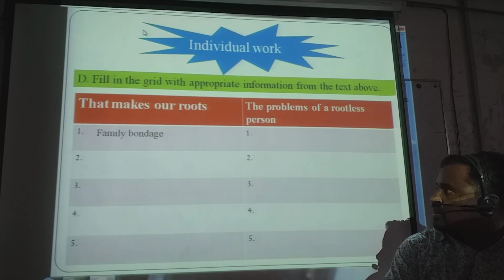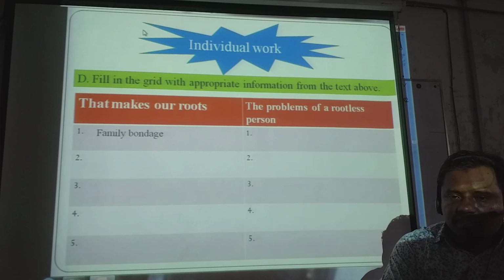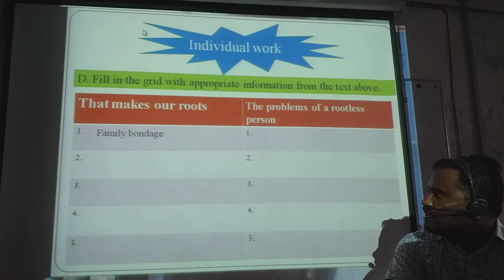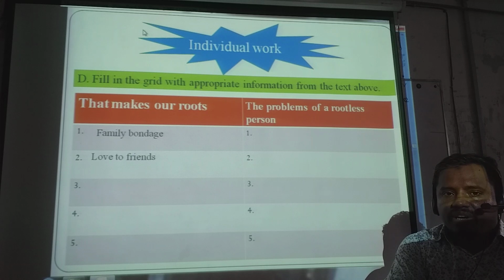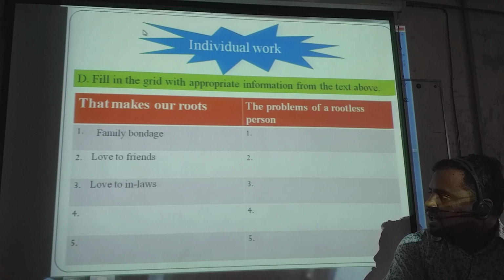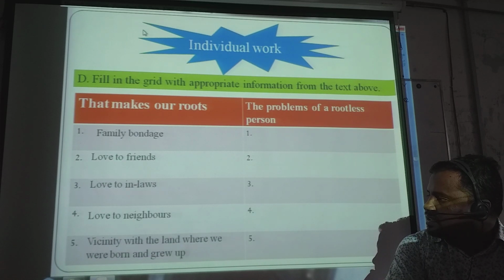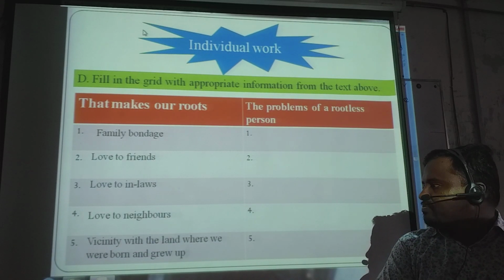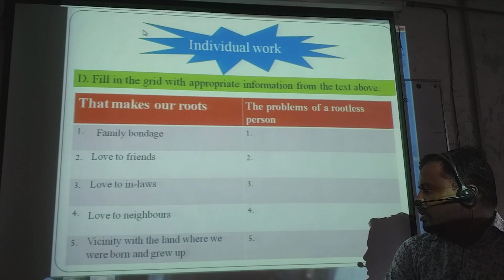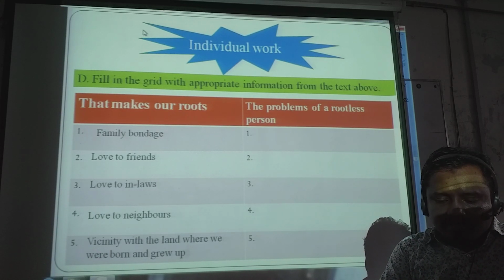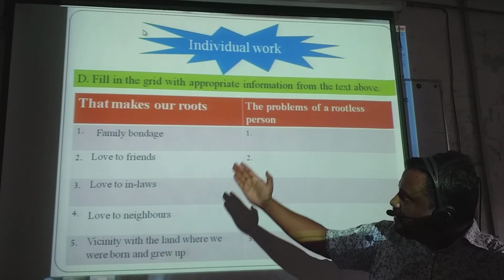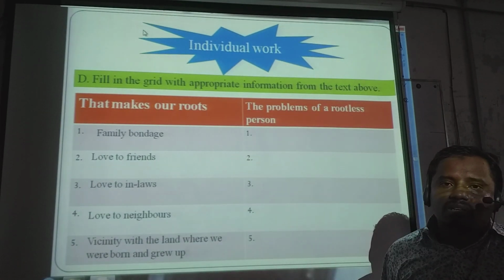What makes our roots: family, boundaries, love for friends, love for in-laws, love for neighbors, vicinity with the land where we were born and grew up. These are the 5 things that make our roots.